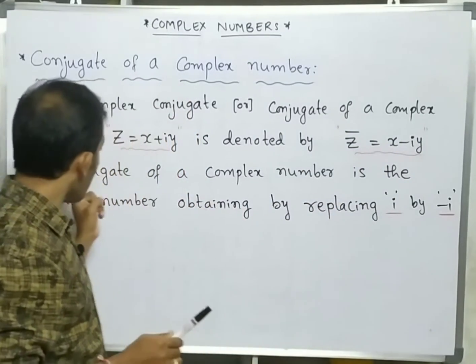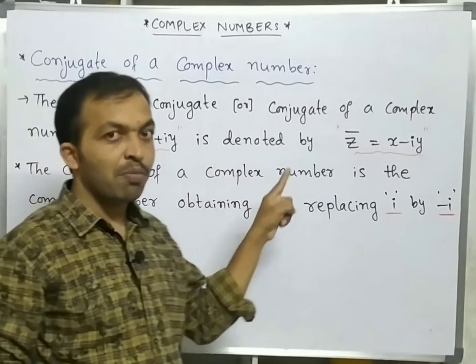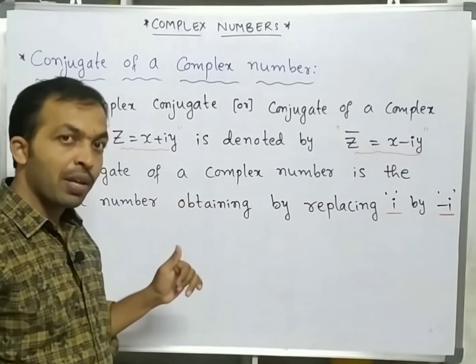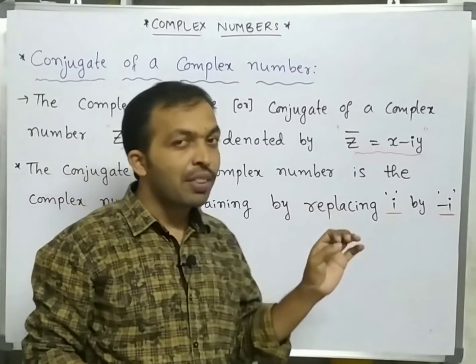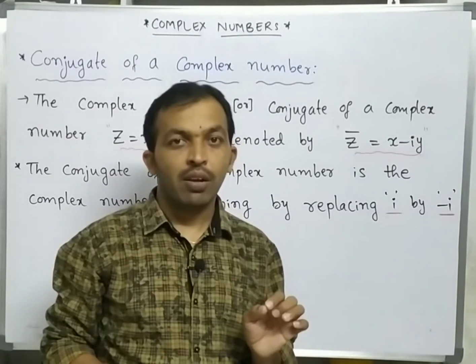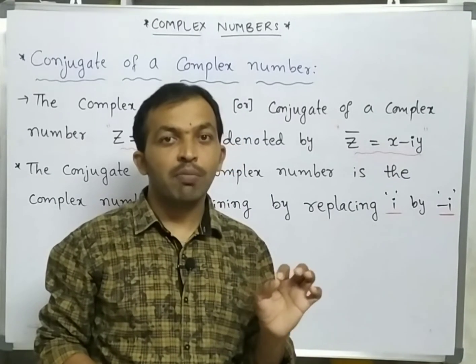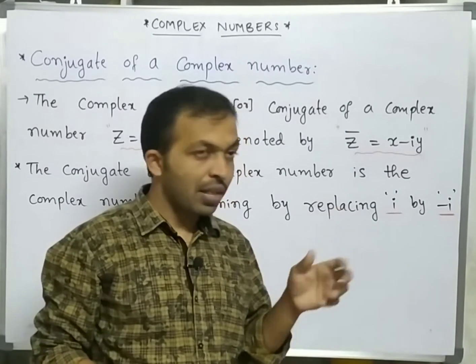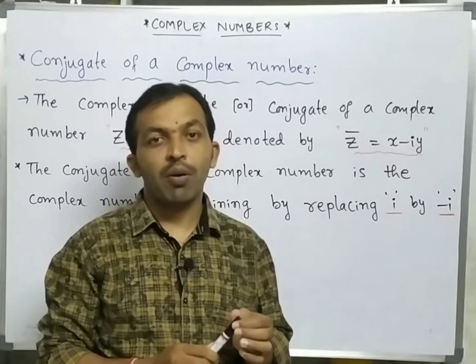Simple, the conjugate of a complex number is also a complex number, it is obtained by just replacing i by minus i. Just replace i with minus i, and then we will get the conjugate of a complex number.